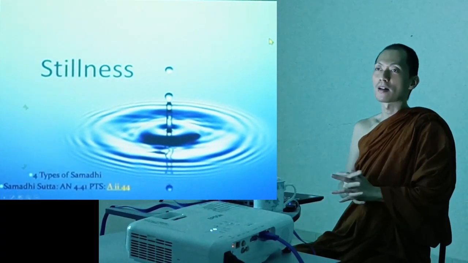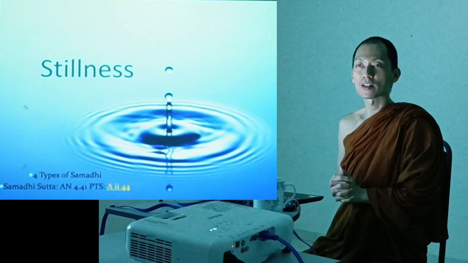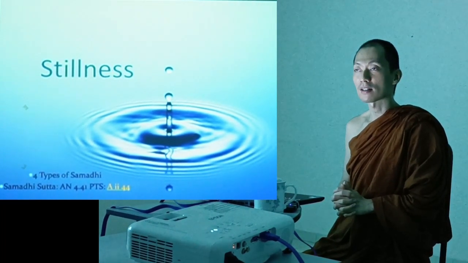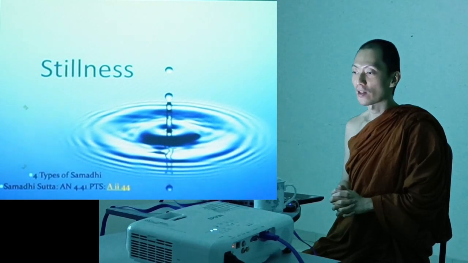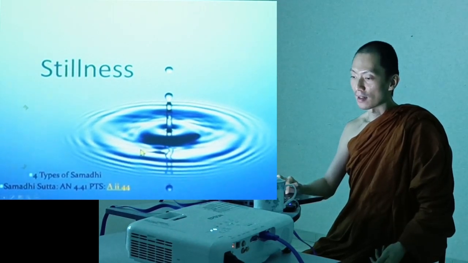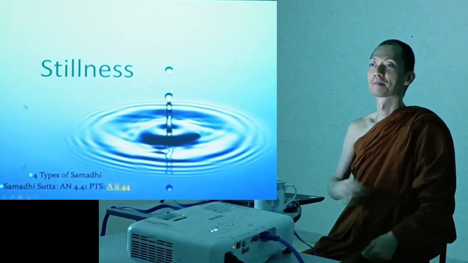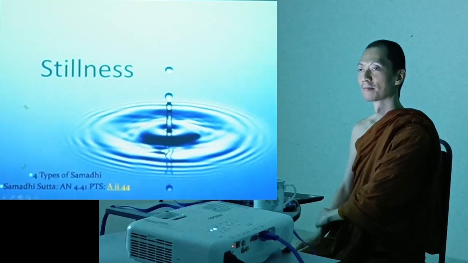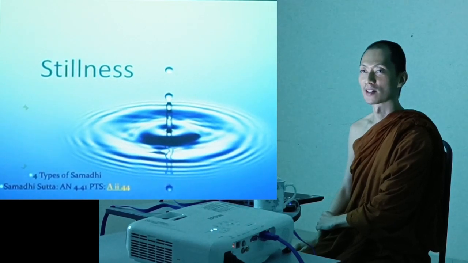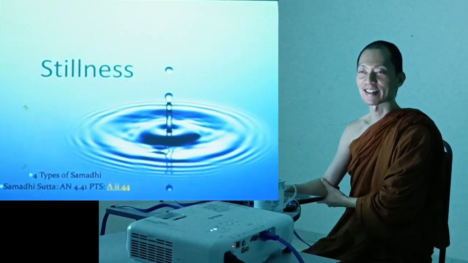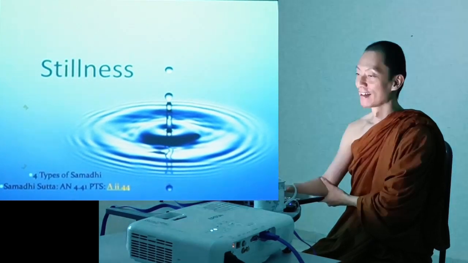Some people are asking about the difference between the Bojjhanga Samadhi and the Jhana kind of Samadhi. You can find this in the sutta, Anguttara Nikaya 4.41. I've actually covered this before in the Tuesday sessions, but I might repeat.